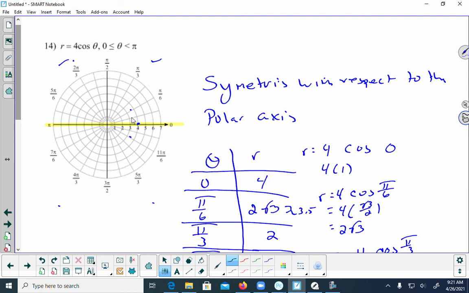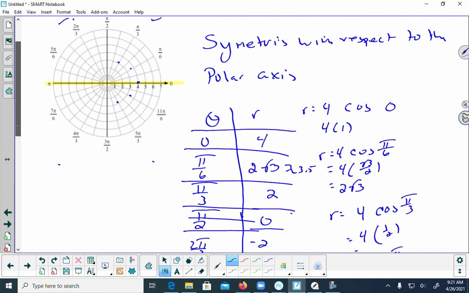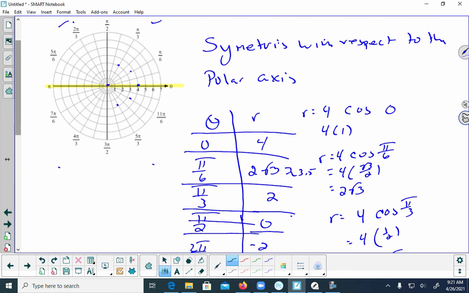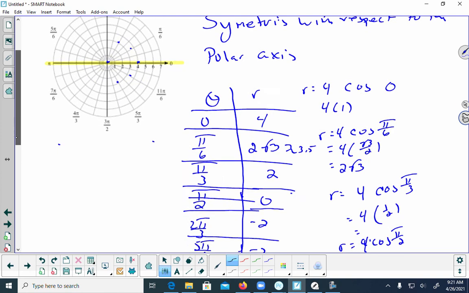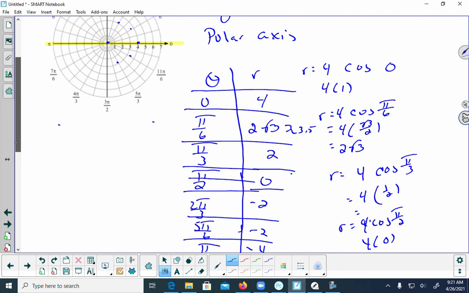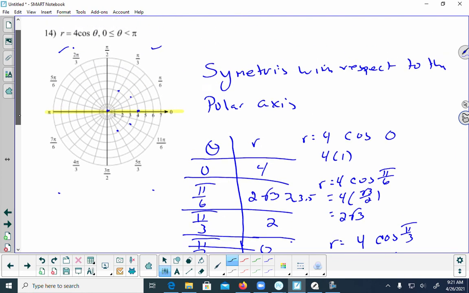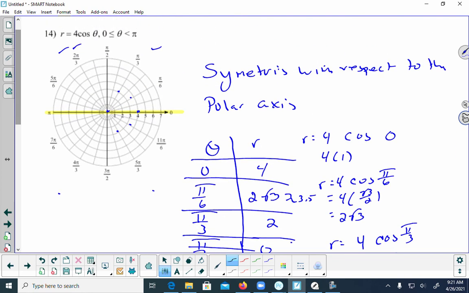The next one is pi over 3, 2. So pi over 3, 2, reflecting it, pi over 3, 2. Then I'm going to do pi over 2, 0, 0. And then when I go to do this, 2 pi over 3, negative 2. So here's 2 pi over 3. When I do the negative, I'm going to end up with this point here.